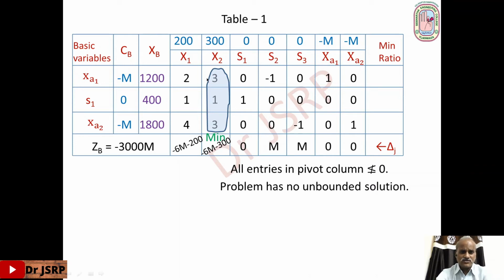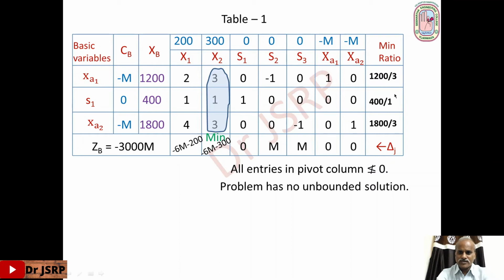Okay. How do you find it? We use the minimum ratio test. Take the positive entry in the pivot column. For that positive entry, take the ratio with the solution. So this is a positive entry. Take 1200 by 3, that is 400. This is a positive entry. Take the ratio with the solution, 400 by 1. Next, this is positive, 800 by 3. So this is 400, 400, 600. So here we have a tie for the minimum ratio.